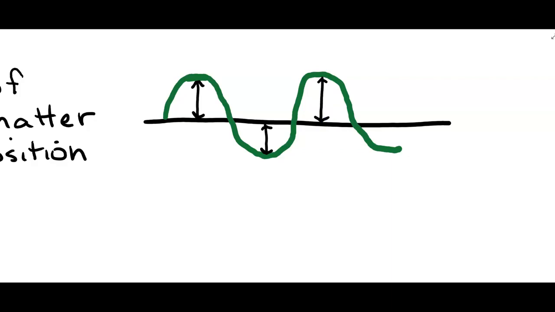Let's say that the green wave has a relatively big amplitude. What would a small amplitude look like? A small amplitude would look like the orange displacement from the equilibrium position, where the amplitude is much smaller from here to here and here.